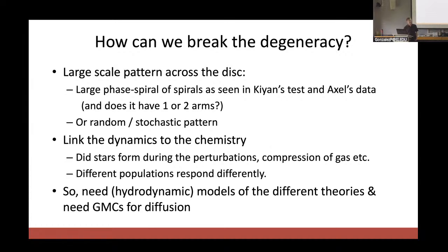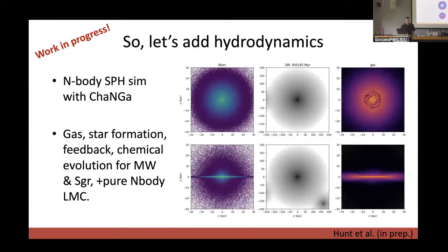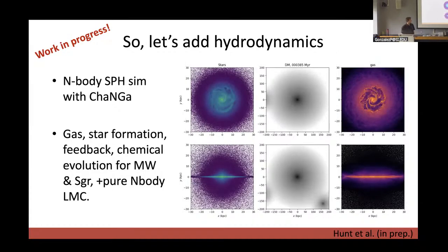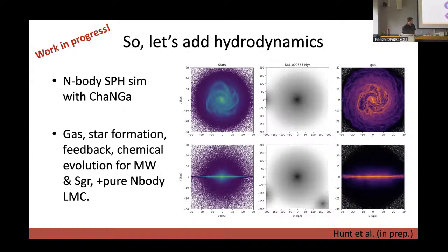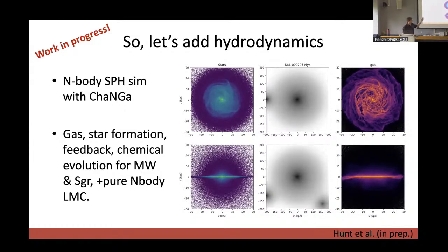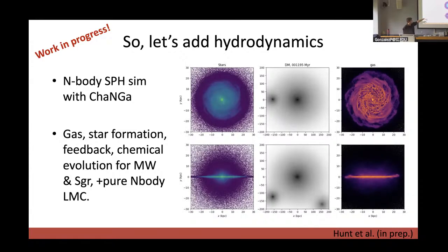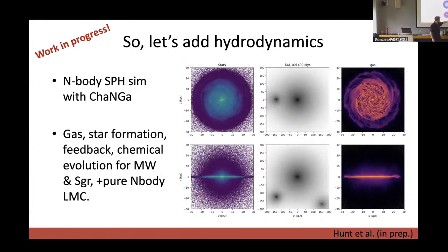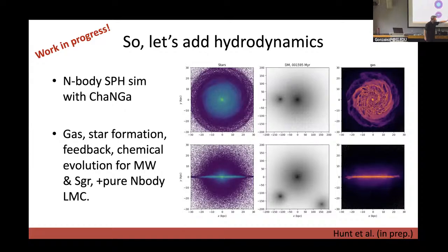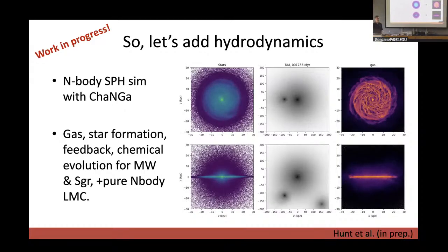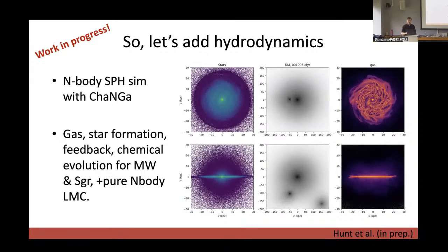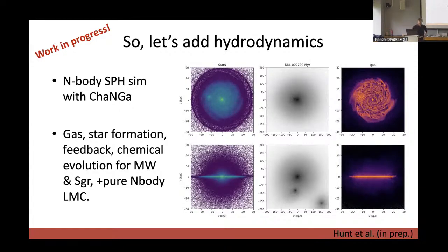So I'm reaching the end of my time, but this is what I'm working on now. This is all a work in progress at this point. I don't have grand conclusions, but I've been running high resolution hydrodynamic simulations. I won't run this through, but now you just have stars, dark matter in the middle, gas, and this has a Sagittarius-like perturber coming in. This is an LMC that will arrive right at the end in an attempt to do the same kind of test that we've done before, but with the more realistic physics and star formation.